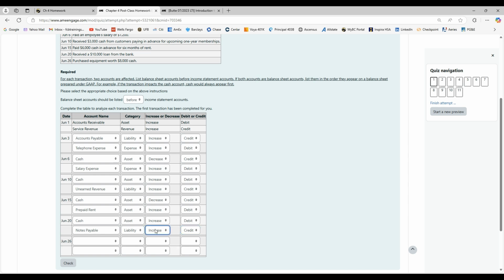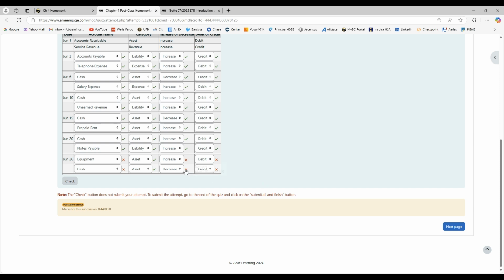I had that wrong. Okay, increase liability, increase the liability with a credit. And finally, we purchased equipment worth $8,000 cash. So we want to increase our equipment. Equipment is an asset. Increase it with a debit, just like any other asset, like cash or anything else. And then kind of the opposite here, cash is an asset, and we're decreasing our cash to account for the fact that we are paying for the equipment with cash.